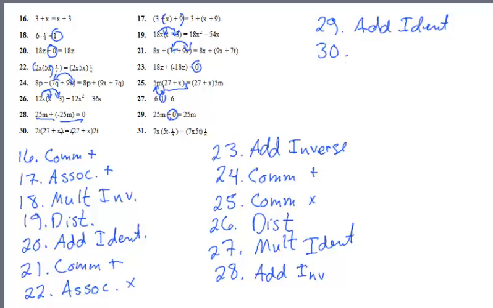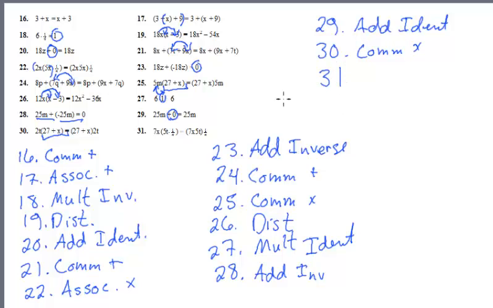Number 30. 2t times 27 plus x equals 27 plus x times 2t. Here we have 27 plus x and 2t, the two numbers that are switching places around that multiplication right in there. So that is the commutative property of multiplication.